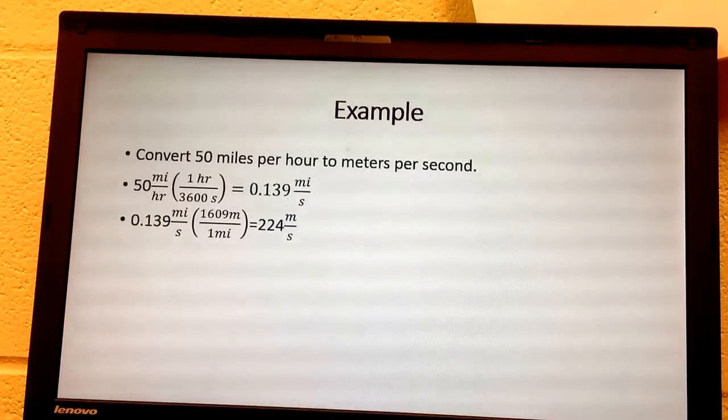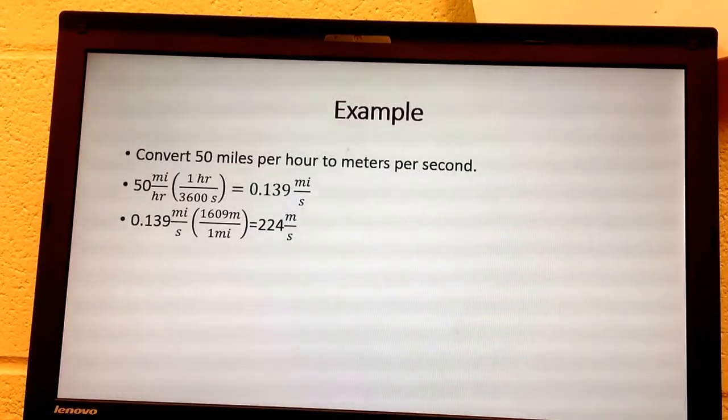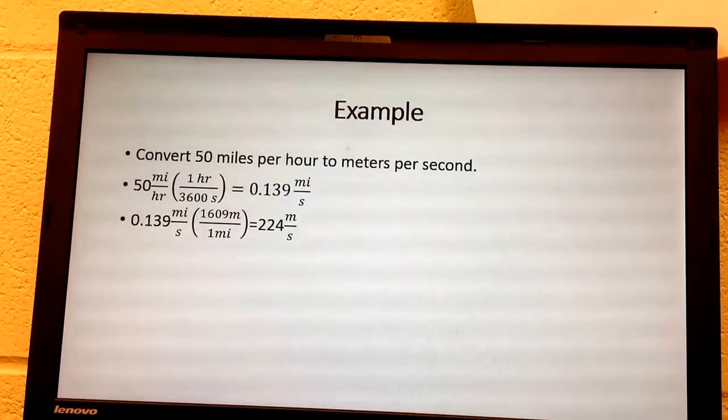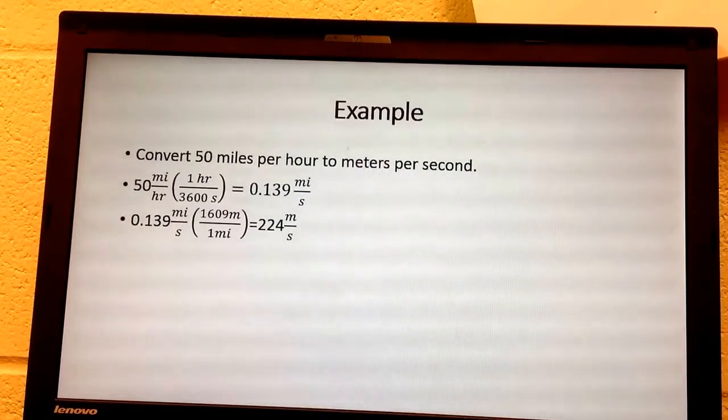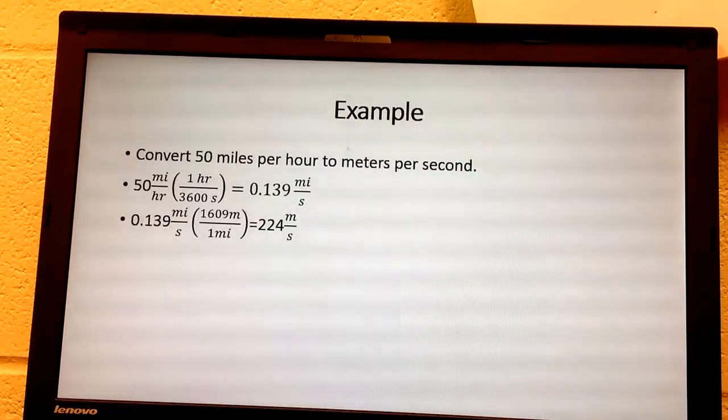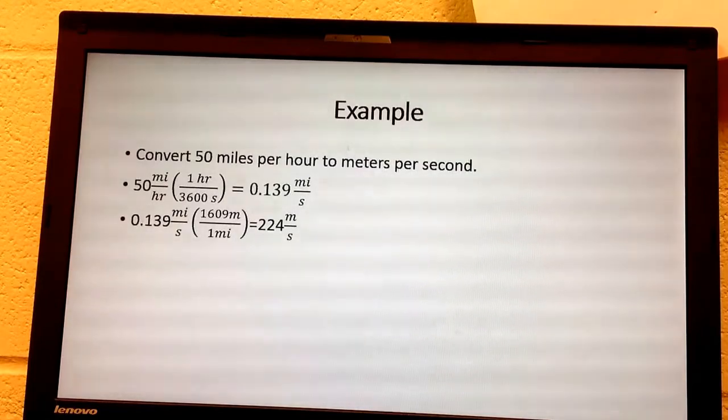In all these problems, I have been giving the answer to 3 significant figures, I believe. We have to round our answers to the correct number of significant figures. We'll talk about that in class sometime shortly.